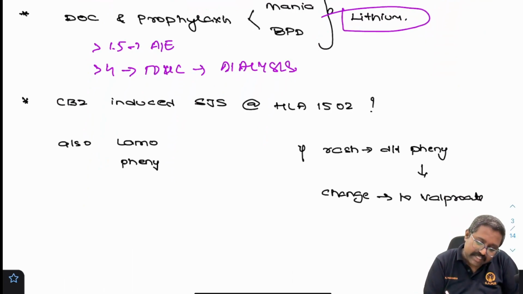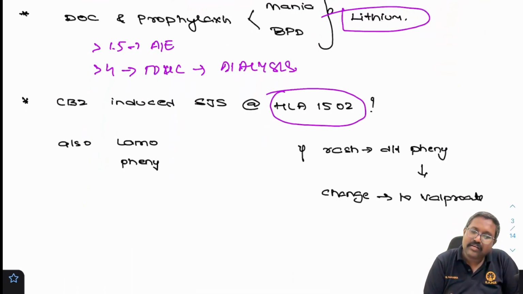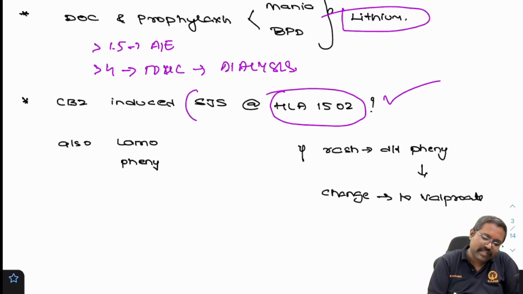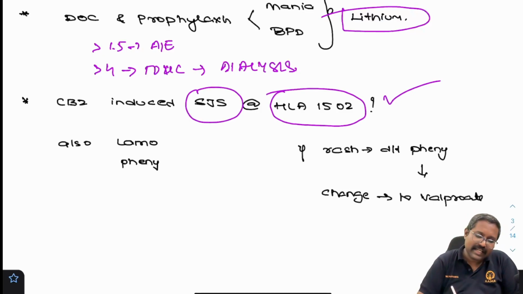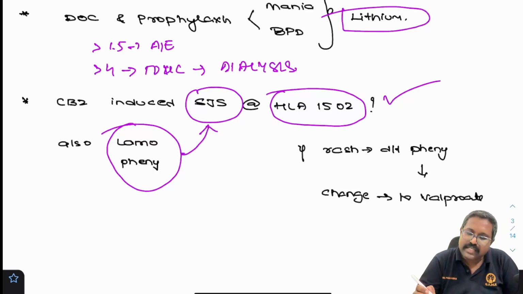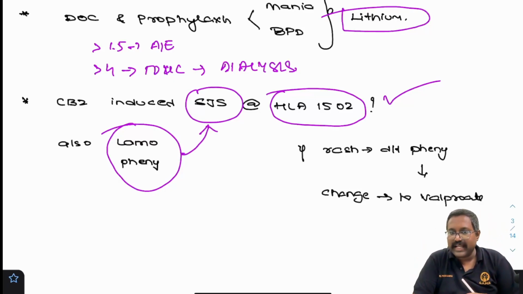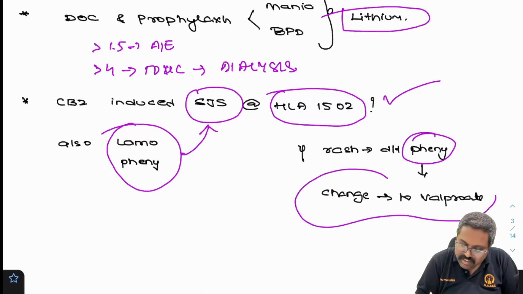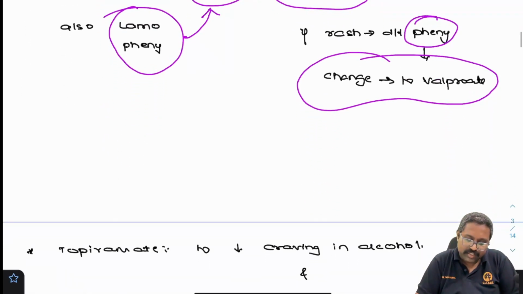Basically, they are associated with the gene called HLA-1502. This is the right statement. So usually this will cause Stevens-Johnson syndrome, rashes, etc. Even lamotrigine and phenytoin are associated with Stevens-Johnson syndrome. If rashes or any allergic reactions occur with respect to phenytoin, please change or shift over to valproate.